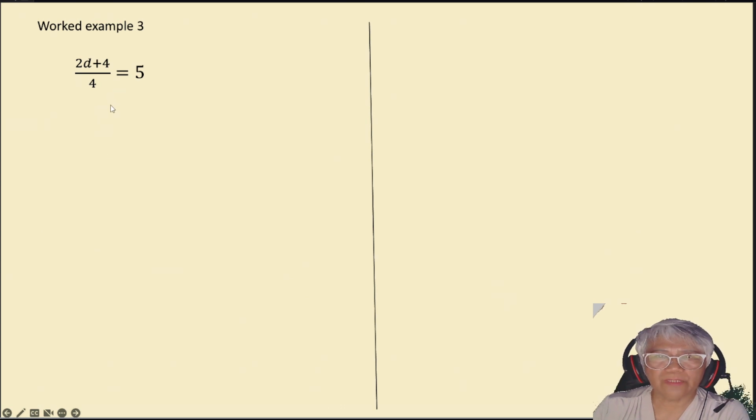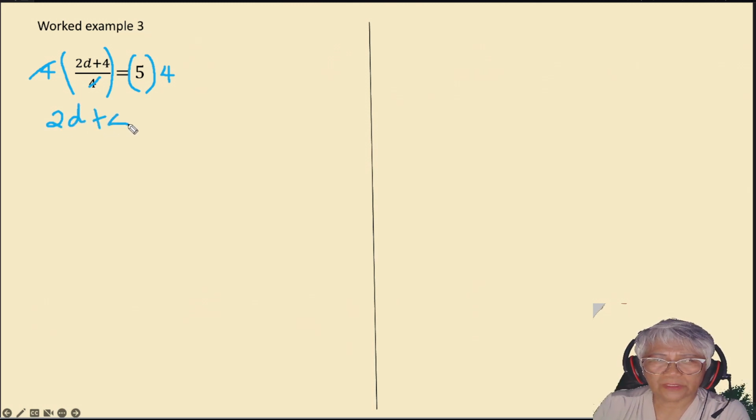Example number 3 is 2d plus 4 divided by 4 is equal to 5. Now we need to get rid of the denominator, which is 4. Therefore, we need to multiply. The inverse operation of division is multiplication. So we'll multiply this by 4 and we'll multiply that by 4. So this will cancel out with that, giving us 2d plus 4 is equal to 20.